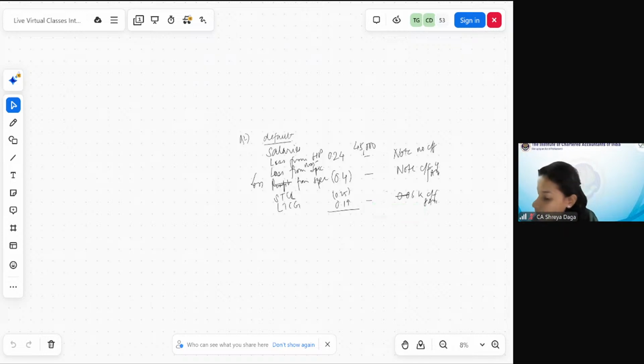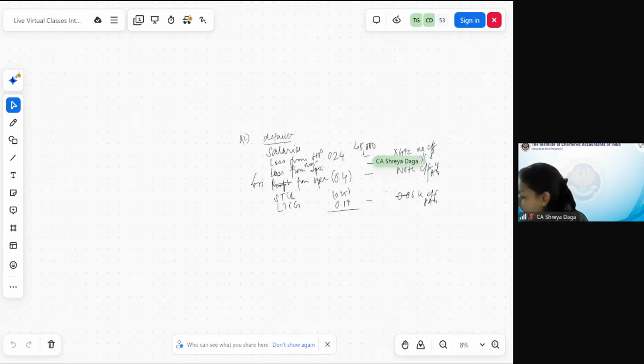And non-speculative business loss, you cannot set off against salary. So you put a note that I have no other income to set off. So I cannot do anything. So this will also be carried forward to 8 years.